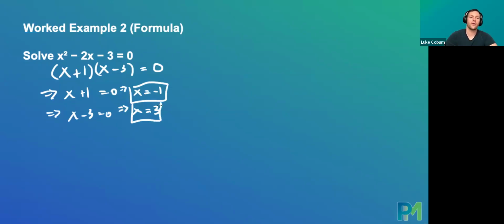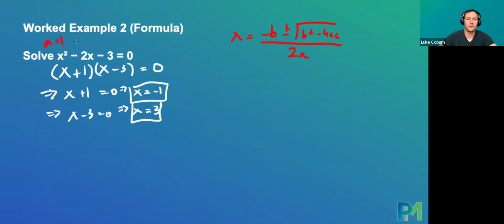Okay. Now, we could have also used the quadratic formula. The quadratic formula will always work. Now, it doesn't make sense to actually use it in this case because we can actually factorize it. But why not just demonstrate it working? Demonstrate that it'll give us the same answers.